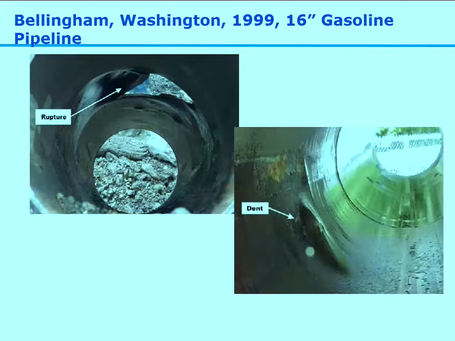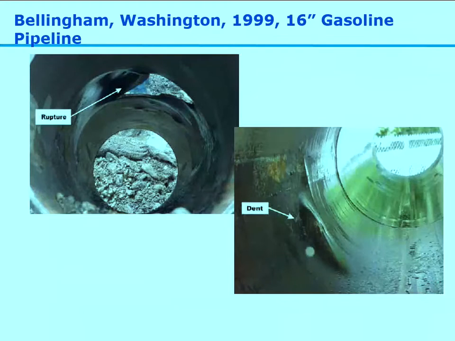The combining event here was that the pipeline operator had just installed a new SCADA system, and the control room staff weren't totally familiar with how it operated, and so there was a pressure surge in the pipeline, and it was that pressure surge which actually caused the failure.